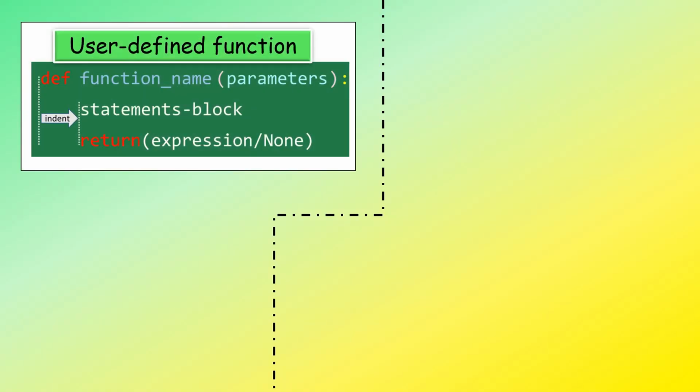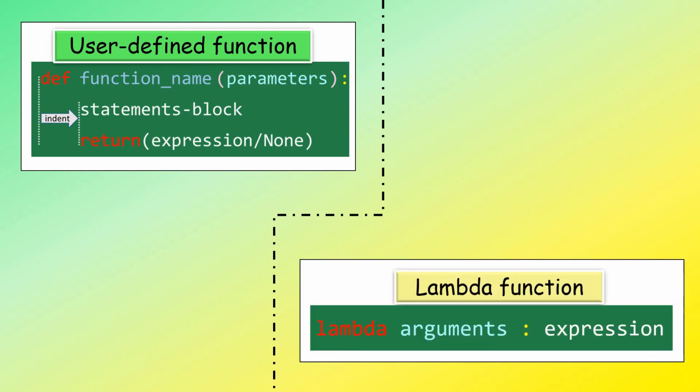Now compare user-defined function with the lambda function. User-defined function begins with the keyword def. Lambda function begins with keyword lambda. And you can see that user-defined function has an action block, that is body of the function, whereas lambda function is very small. It is made of only one statement.